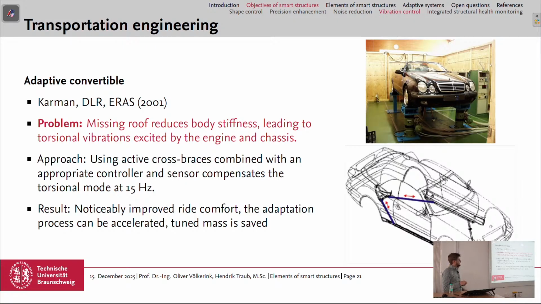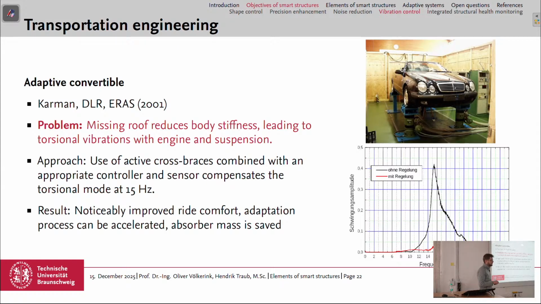You could stiffen the car body underneath and add mass and structure. But here the idea was to use active cross braces with a controller and also a sensor. You always need these: a sensor, actuator, controller, and energy supply. And these struts were comparable to the struts in the parallel robot. And it worked out, so it improved the ride comfort, the adaptation, and you don't need any mass for tuning.